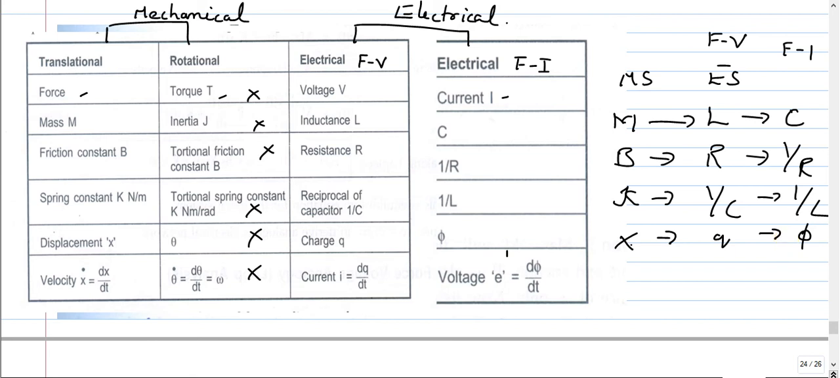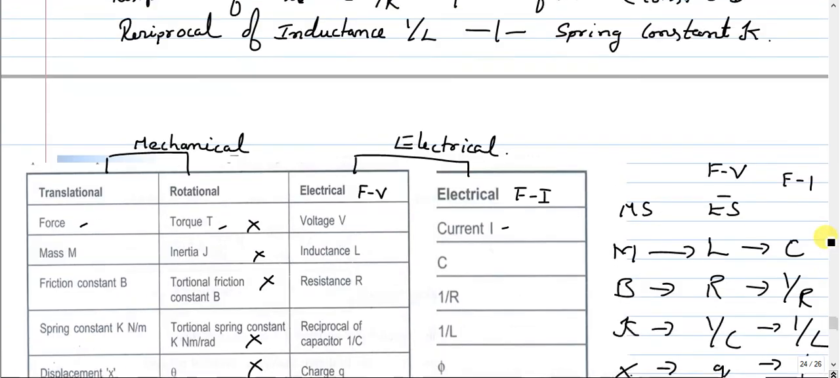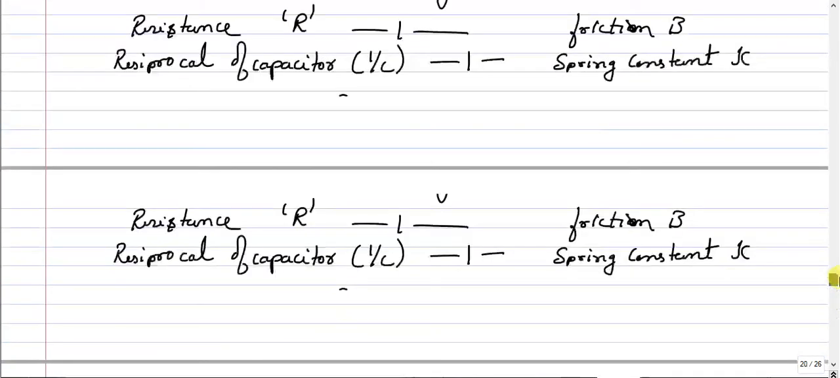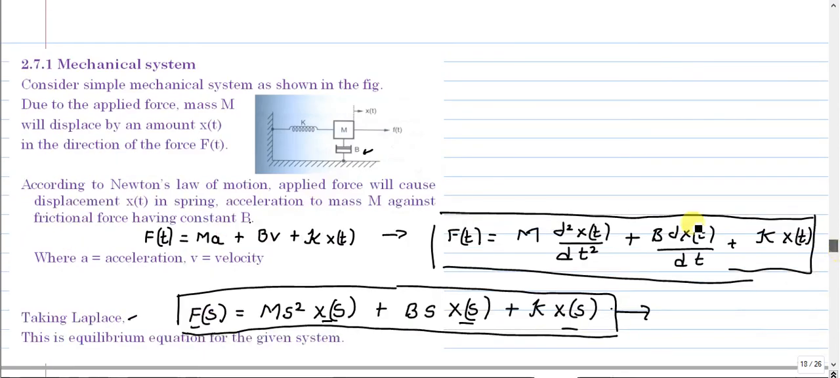You should remember this table, this is very important. The question may come in this way: you need to write an electrical analogous for a mechanical system. The mechanical system will be given, for example, this is the mechanical system which will be given in the exam. They will ask, write its electrical analogous form. So you need to write an electrical circuit and its equation.